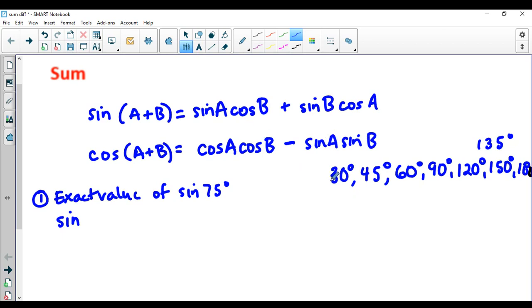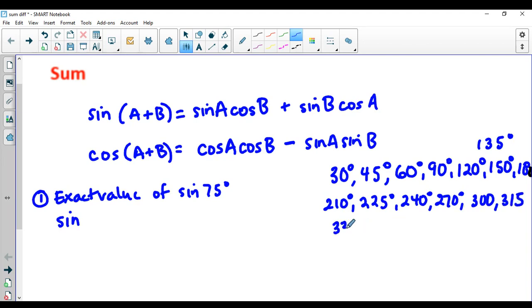This is helpful. You should have your unit circle in front of you, but I'll do it this way. All the angles in degrees: 210, 225, 240, 270, 300, 315, 330, and 360. So we have the exact values of all of these angles on the unit circle.